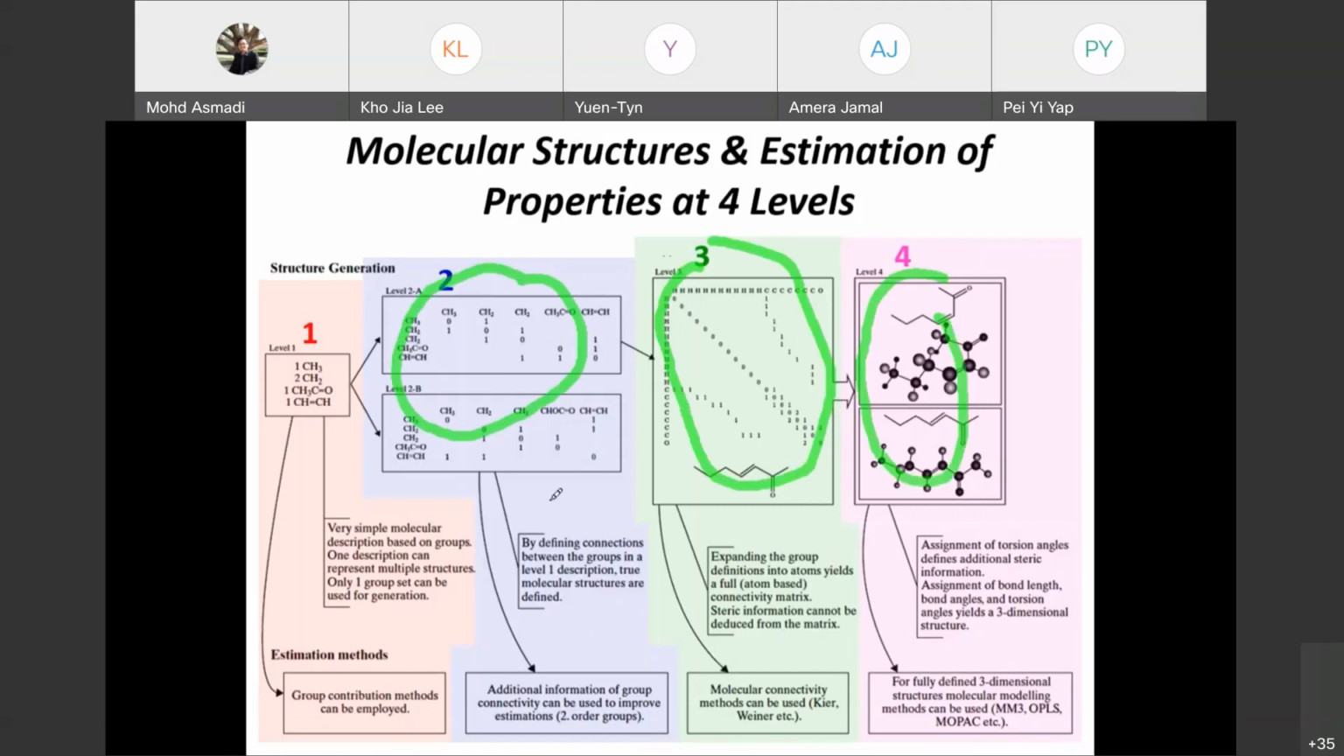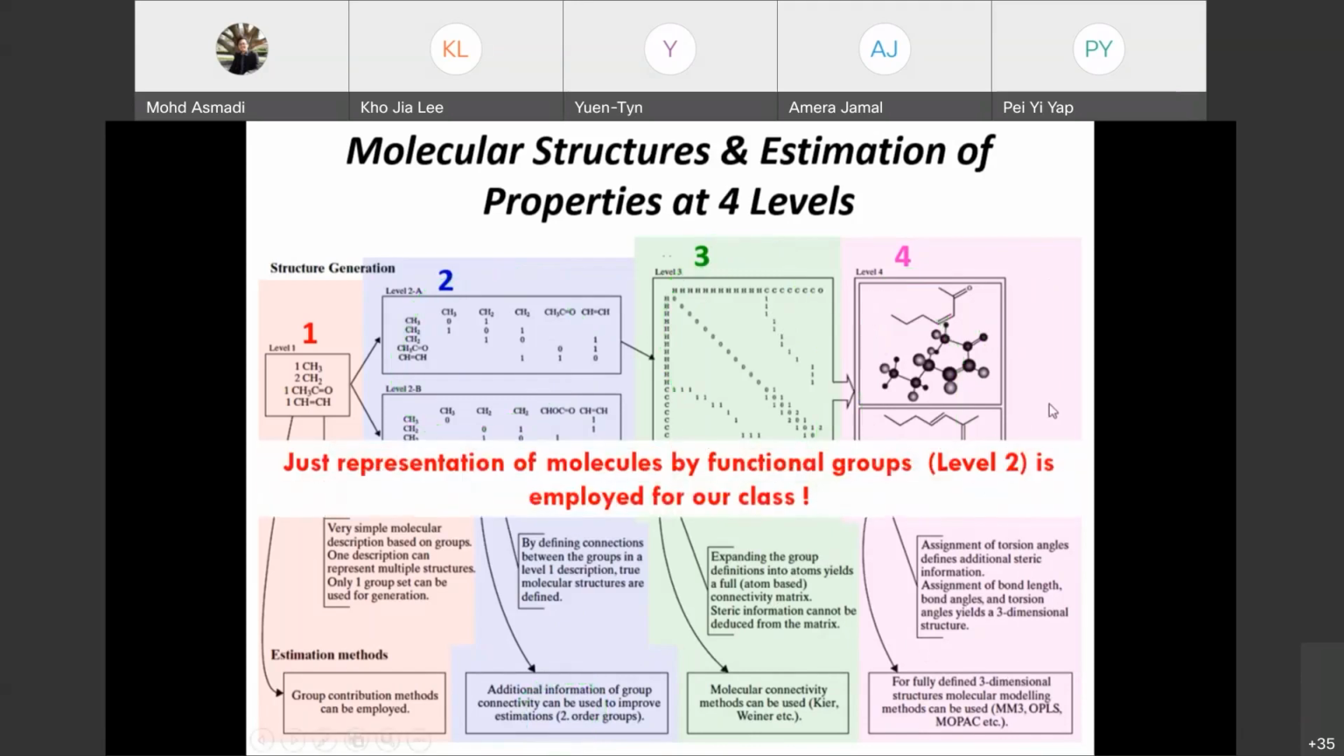For the fragment, we need the additional information of group connectivity, which can be used to improve the estimation. This is second order. Then this one is more molecular connectivity, for the atoms, and the third is 3D, which I told you is about the isomer. We only cover until level 2, the representation of molecules by functional groups, so we will apply only until level 2.